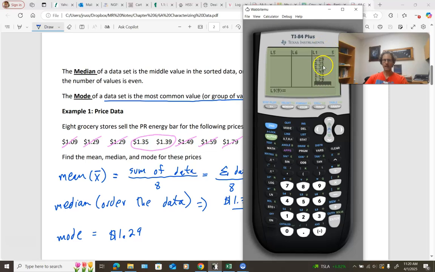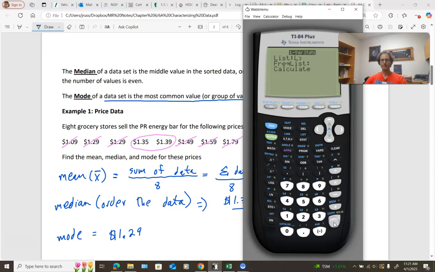Alright, so I've got the 8 data values in there. Now, where do I go to tell the calculator to actually find the mean of this set of data? Well, you're going to go over to the stat key again, but you're not going to go to edit. You're going to scroll to the right where it says calculate. And this one, 1-Var Stats, is highlighted. That's what you're going to use, because we're finding statistics for one variable. The variable in this case is just the price of this energy bar at these different grocery stores.